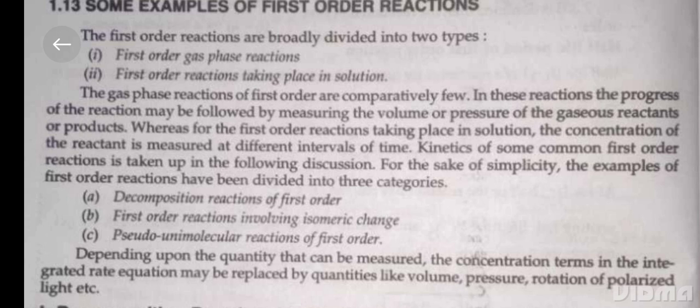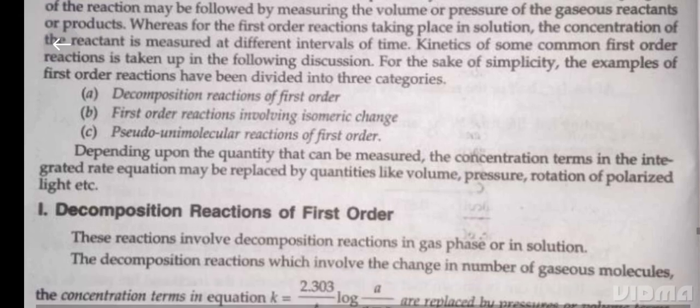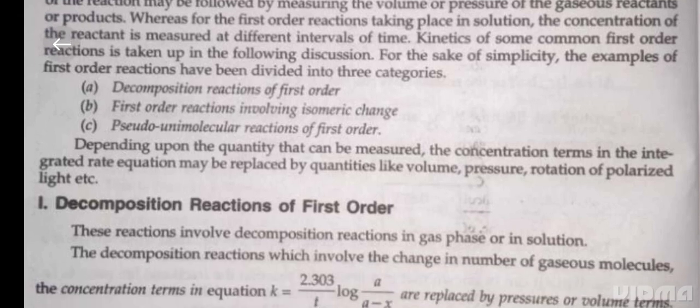Kinetics of some common first order reactions is taken up in the following discussion. For the sake of simplicity, the examples of first order reactions have been divided into three categories: decomposition reactions of first order, reactions involving isomeric change, and pseudo unimolecular reactions of first order. Depending upon the quantity that can be measured, the concentration terms in the integrated rate equation may be replaced by quantities like volume, pressure, rotation of polarized light.